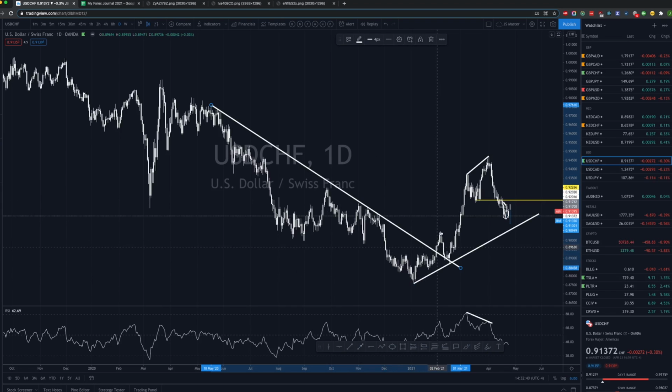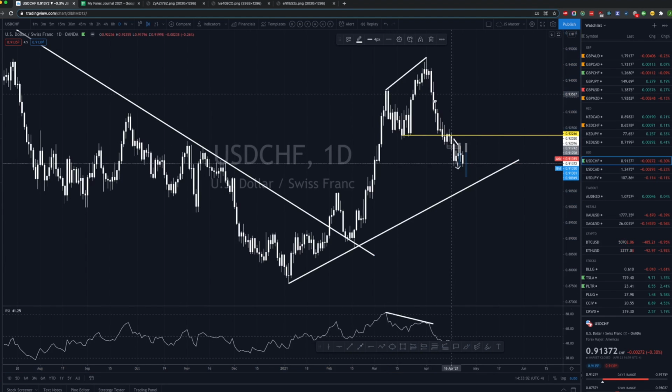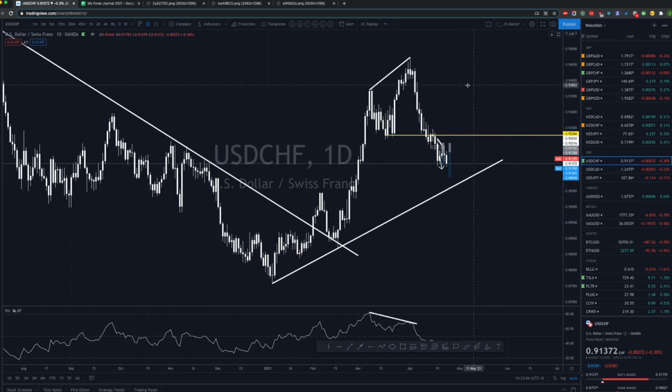Then it was broken impulsively, tested as support. We also had that nice head and shoulders formation just there. So your left shoulder, head, right shoulder, impulsive break, came back, retesting the neckline, and then you had that impulsive move afterwards. But if you look on the daily, we kind of had that parabolic move, same as we did on GBPCHF, parabolic move, but we had that higher high on price, lower high on the RSI.